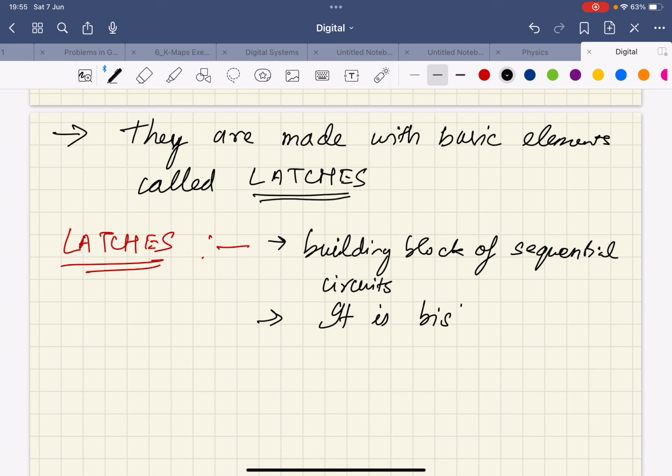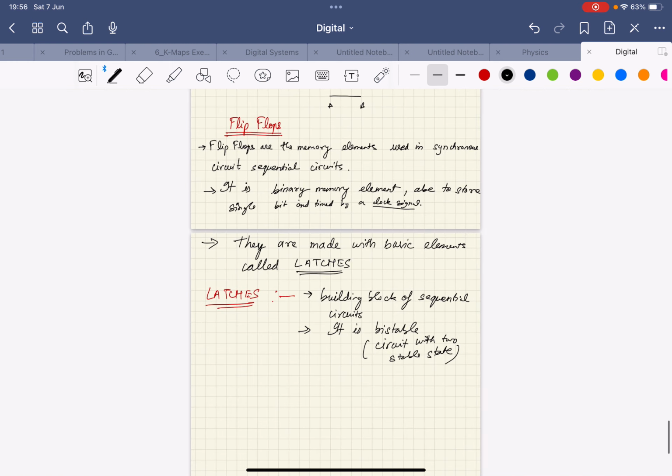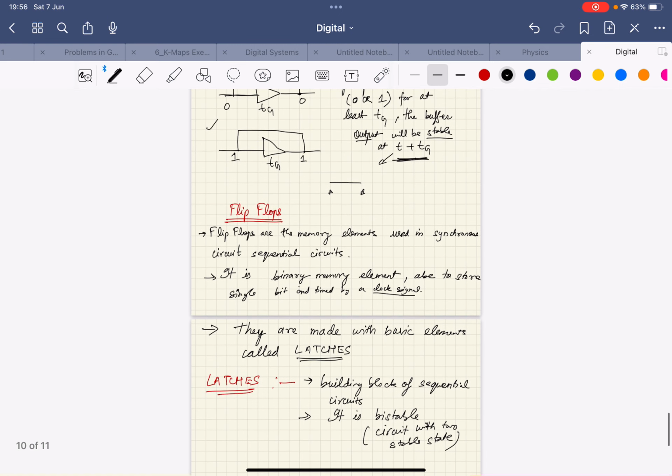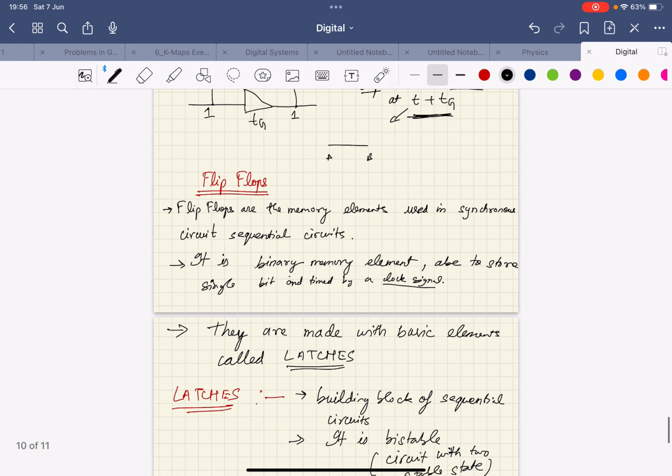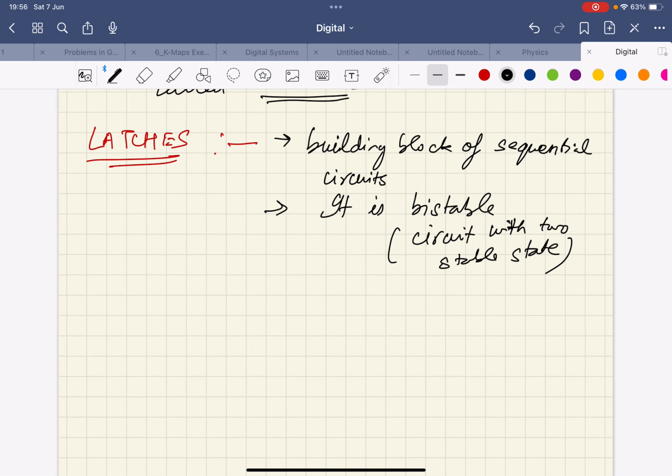And it is bistable. What does bistable mean? It means a circuit with two stable states. You will get to know what state means exactly when you do the questions, you will be very clear. We will not read their internal structure, but we will just use it in the questions. Then you will get to know, okay, that was the stable I was discussing, like different states we will use.